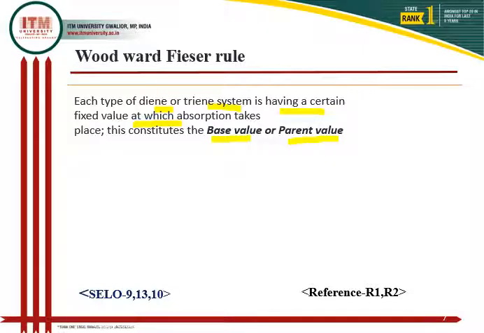So to understand the Woodward-Fieser rule, the first thing is to know the base value or the parent value of that compound. If we are talking about dienes, they have a fixed base value. If we talk about trienes, they also have a fixed value, called the base value or parent value. That we should know when we are determining the lambda max by the Woodward-Fieser rule.